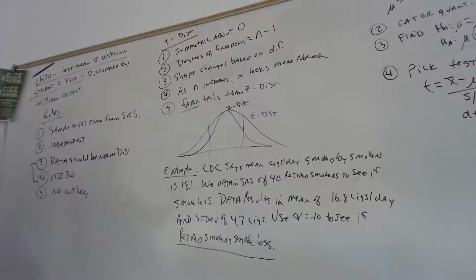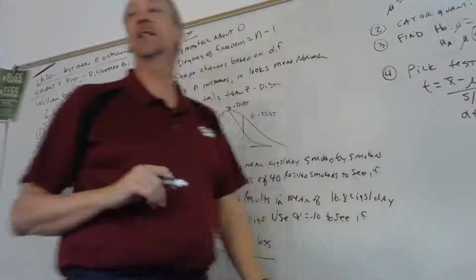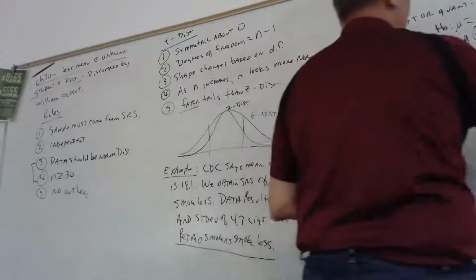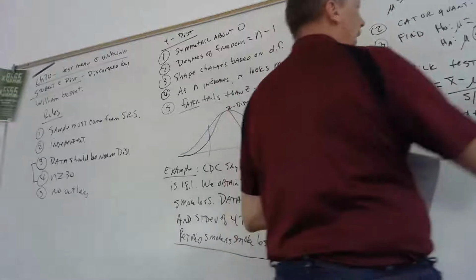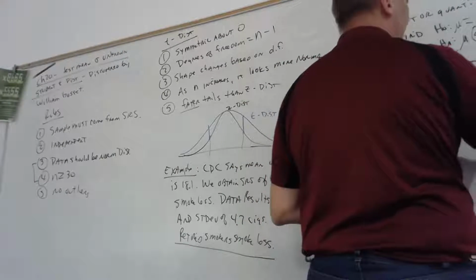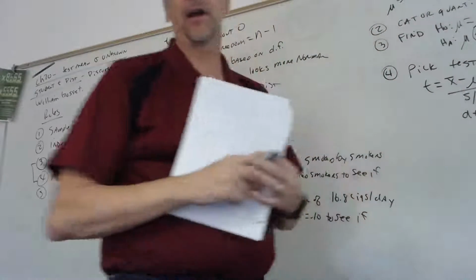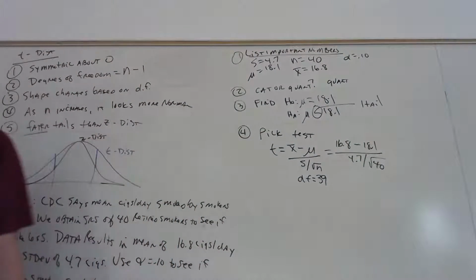All I need to worry about at this point is that there's only one distribution that has degrees of freedom. We're going to learn another distribution in a few weeks, and it's going to have a different formula for its degrees of freedom, so just be prepared for that. Now you started to give me the numbers. X bar in this case is 16.8, minus 18.1, all over 4.7 over the square root of 40. Okay, now people can see what's going on.